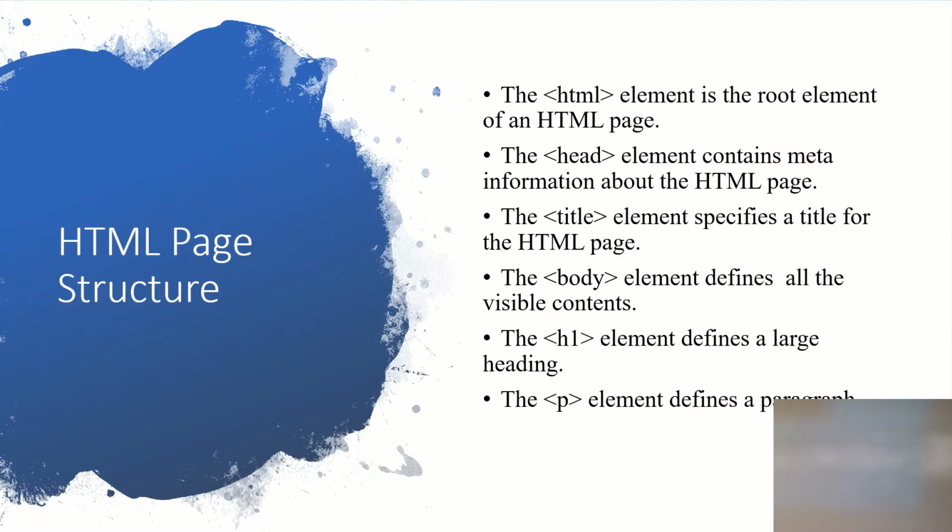Here you can see there's some description about the HTML, as we saw on the last page. The HTML element is the root element of any HTML page. The head element contains meta information. The title element specifies the title for the HTML page, and body, I told you, is a very important element with all of the visible content. H1 is a heading and P is a paragraph.